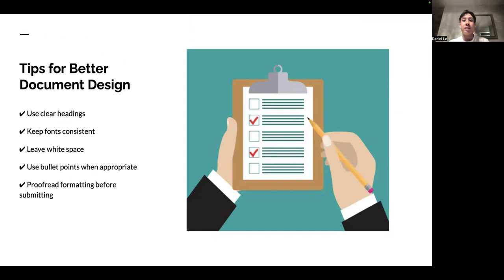There are a few simple ways to improve any business document. You can use clear headings so readers can find information quickly. You can keep fonts and spacing consistent throughout the document. You can leave enough white space to avoid a crowded page and use bullet points to make key ideas easier to scan.